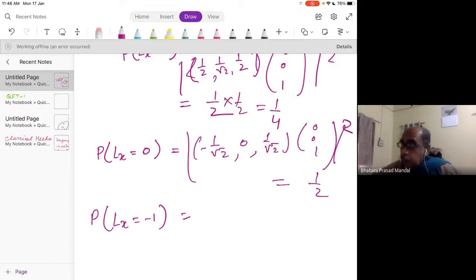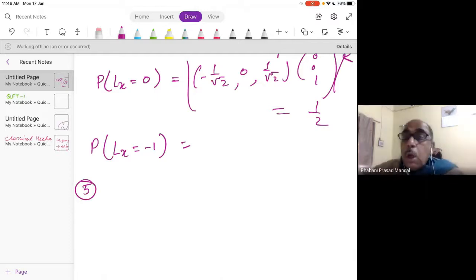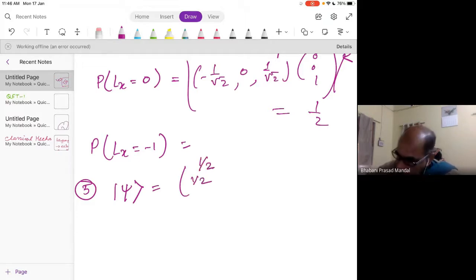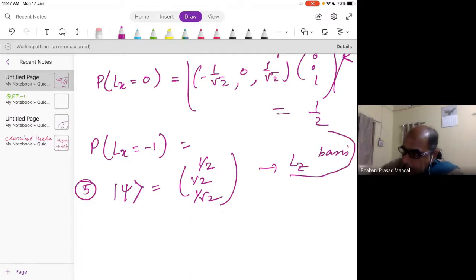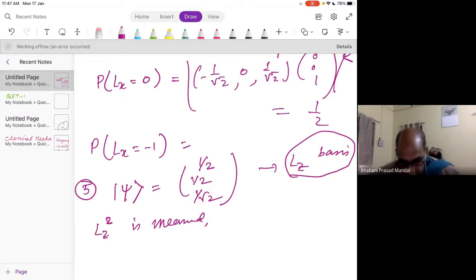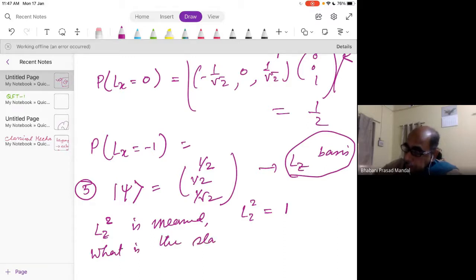Now the most important part is the fifth part. After that, I'll stop here. Even I'll not complete this. You do it yourself. A state of the system is given: half, and 1 over root 2. This is given. This is not an eigenstate of any of the things, but it's some state in the Lz basis. We are all considering that Lz basis. Basis means that the operator is diagonalized. Now question is that Lz square is measured, and the result is found to be plus 1. What is the state after measurement?